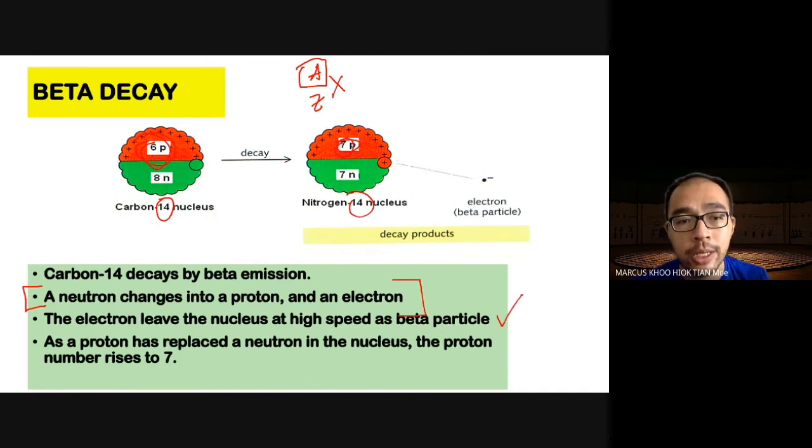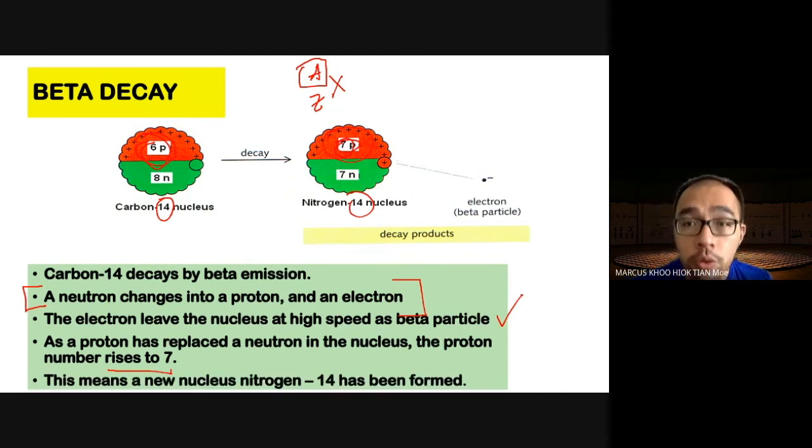As a proton has replaced the neutron in the nucleus, the proton number rises to 7, as seen over here. So this means that because the proton number has changed, a new nucleus has to be formed. So instead of carbon, which is only 6 protons, it has now become nitrogen, which is 7 protons.